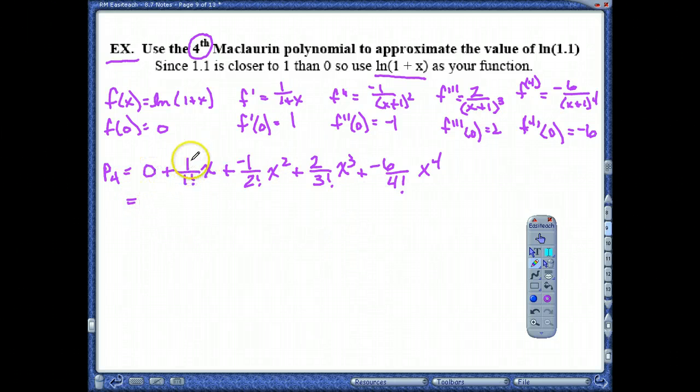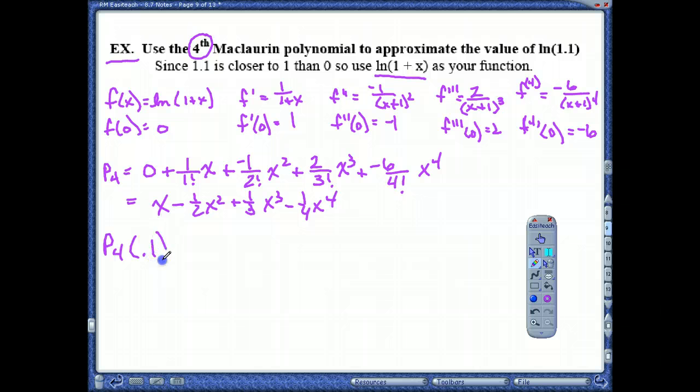Okay, and of course we'll want to simplify that all nice and pretty. So 0, of course 0, 1 divided by 1 factorial is just x. And then we have negative 1/2 x squared plus 1/3 x to the third minus 1/4 x to the fourth. Now, this is going to give me that value at 1. So if I want 1.1, I'm going to find that polynomial value at 0.1, because this already was at 1, because that's where we got the 1 plus x.